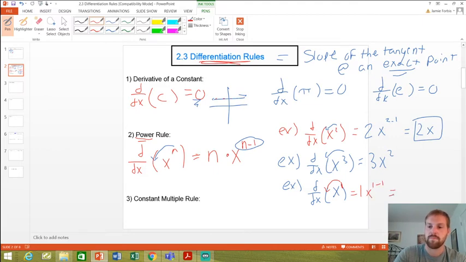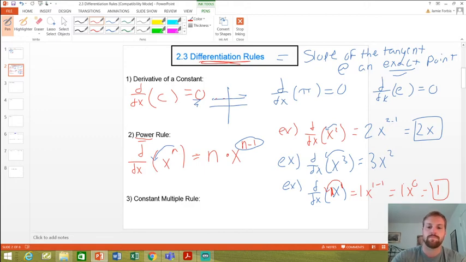So this is 1x to the 0, and x to the 0 is just 1. So 1 is our answer. The derivative of x is 1. I mean, that makes sense. This is a linear equation with a slope or an m value of 1 in front of it. So we've already even discussed that idea before, that the slope of a line is just the slope.